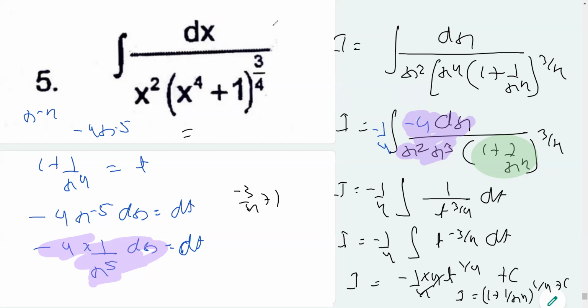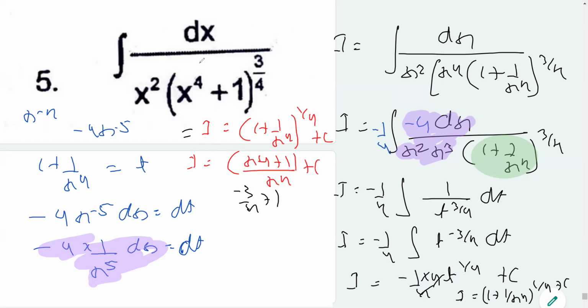I should write it here, the final answer. This is I is equal to 1 plus 1 over x raised to the power 4 raised to the power 1 by 4 plus c. Now, if needed, we can even simplify it further. I can write this as x raised to the power 4 plus 1 whole raised to the power 1 by 4, over x, plus c.